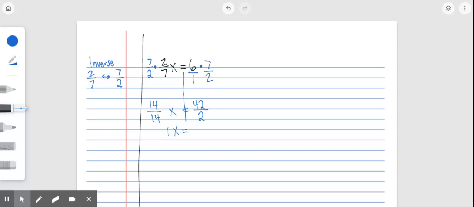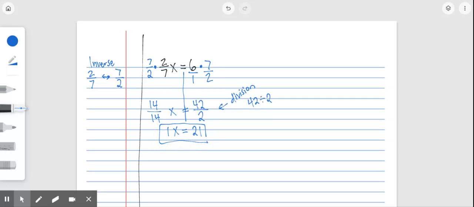And 42 over 2, this is a division problem. This says 42 divided by 2. Okay. That's what fractions are. They're all division problems. What is 42 divided by 2? Well, 42 divided by 2 is 21. Okay. So x equals 21.